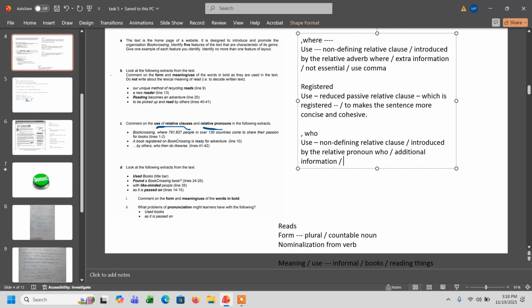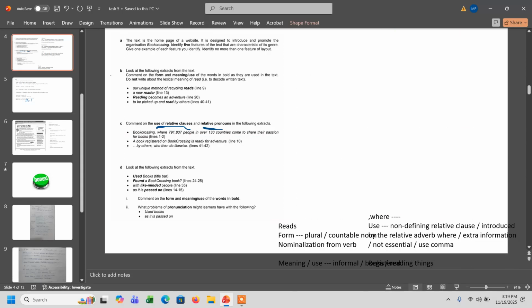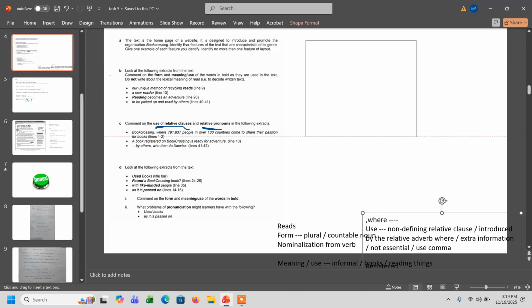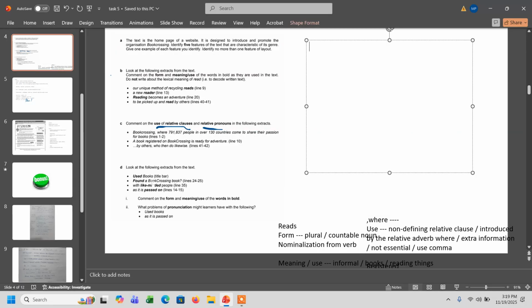Anything else? Okay, so not essential, use comma. Yeah, I think that's enough for number C. Let's move on to number D. Number D is used books, found a Book Crossing book, like-minded. Okay, meaning and use.